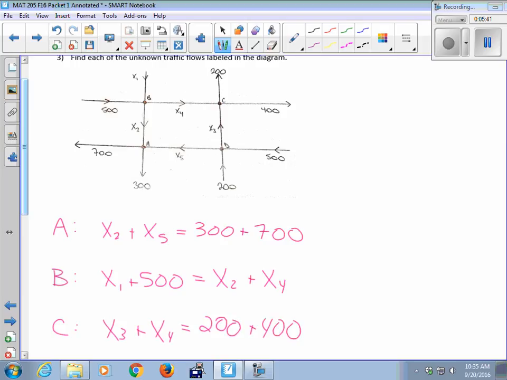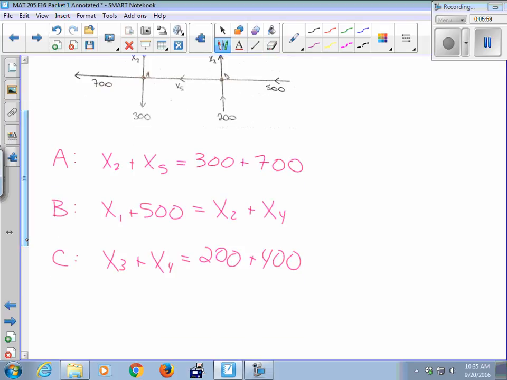Sometimes it's helpful to think of units. You can think of these as cars, right? Coming into the intersection and leaving the intersection. So the number of cars that enter the intersection have to also leave. They can't just come to the intersection and like poof, disappear, right? So the number in has to equal the number out. And then finally, intersection D, we've got flowing in 200 and 500 cars. And that has to equal the number of cars that flow out, which would be X3 plus X5.